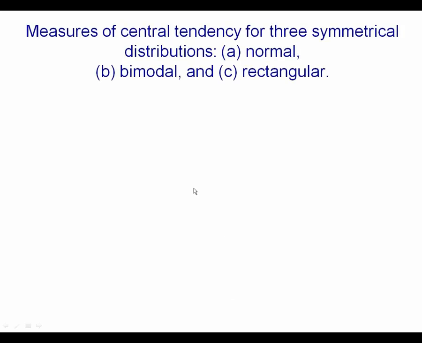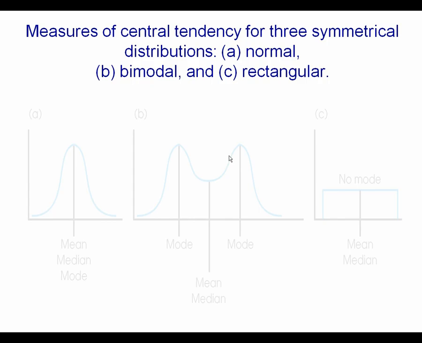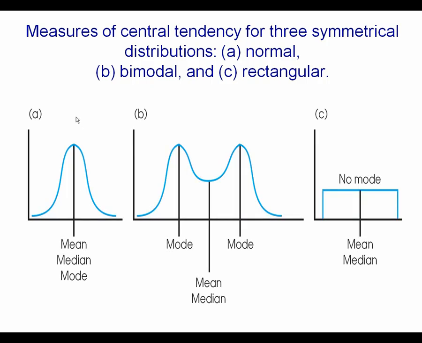Measures of central tendency for three symmetrical distributions: normal, bimodal, and rectangular. Okay, let's take a look. In a normal distribution, normal curve, a bell curve, the mean and the median and the mode are all going to be in the same place. In a bimodal distribution, there are going to be two modes at the peaks, just like I showed you a couple of slides ago, and the mean and the median are going to be right in the middle. And in a rectangular distribution, there's not going to be any mode, because they're all the same, and the mean and the median are going to be the same.